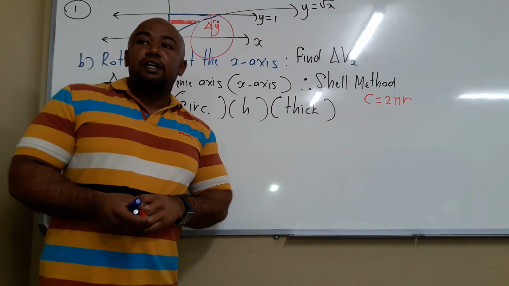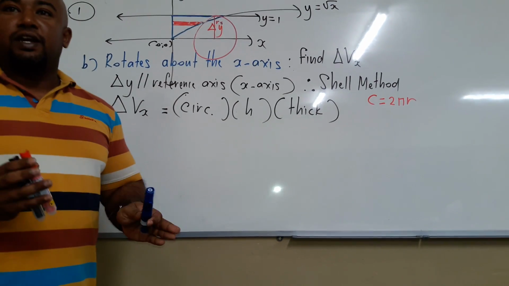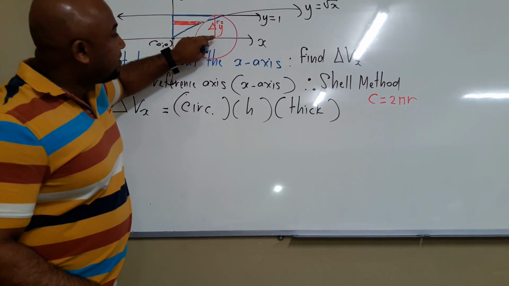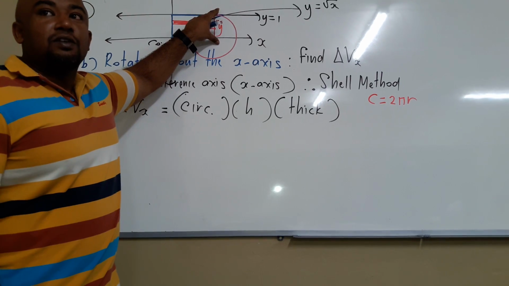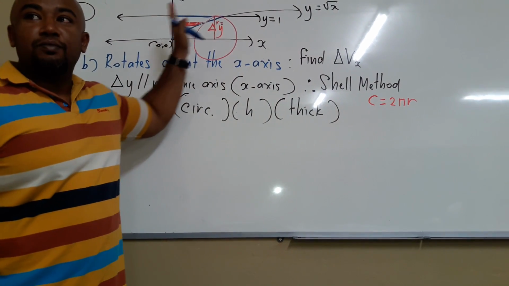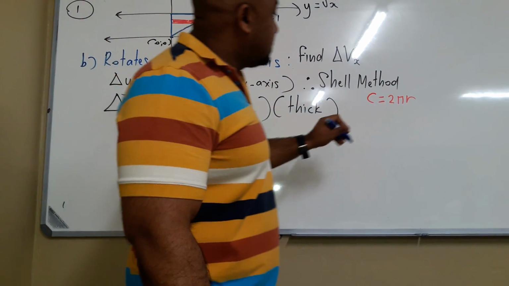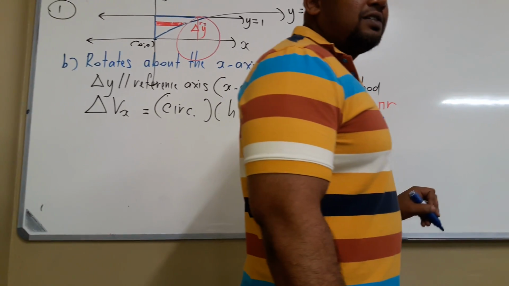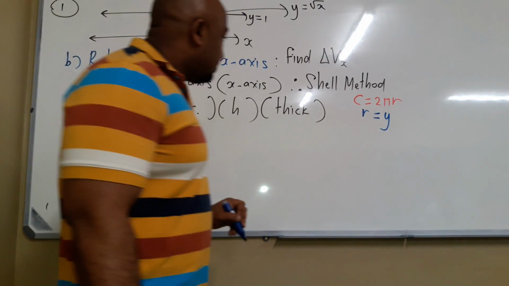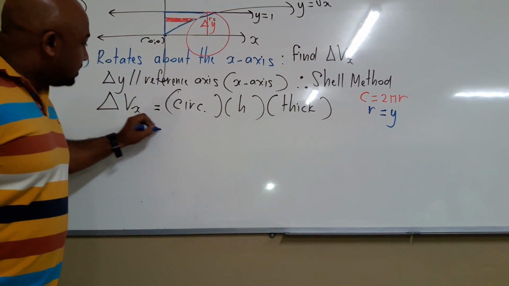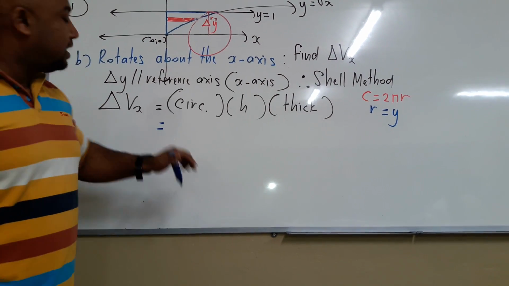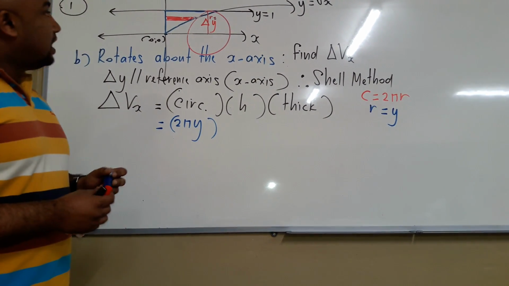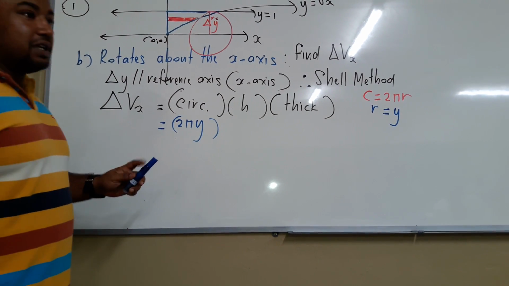What are we measuring the radius in terms of? X or y? That is the question. That's what you need to get correct. So the distance from the x-axis is y. If it was from the y-axis, it would be x. So we know our radius is in terms of y. You follow? Okay. So now, let's write it down. Our circumference is going to be 2 pi r, so that's going to be 2 pi y. So now the height of the representative element.